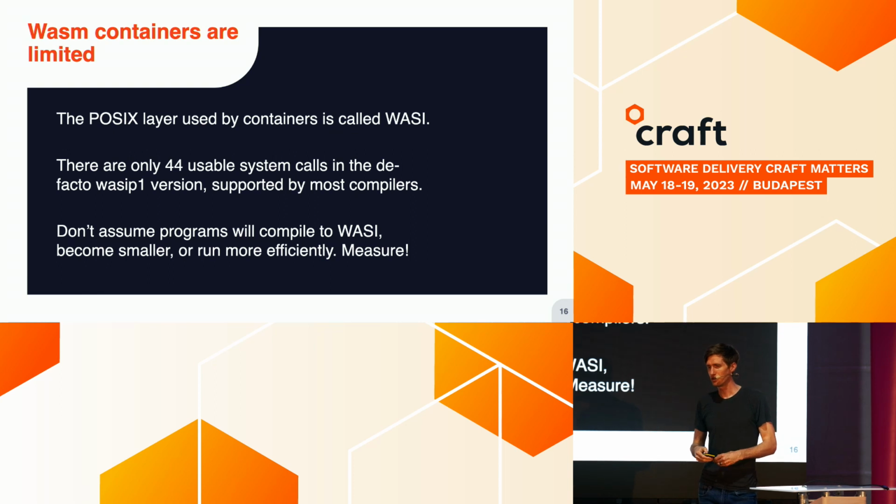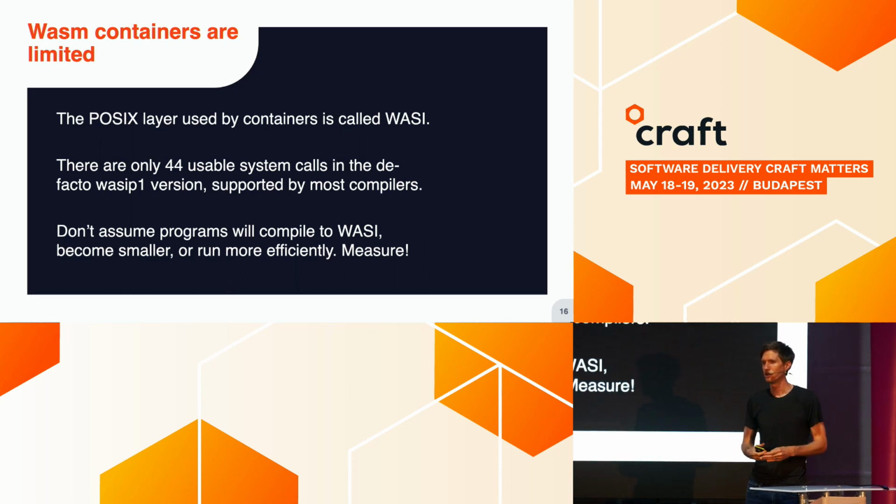But yeah, they are limited. You'll hear this come up a lot because the POSIX layer has only about 44 usable system calls. So it can't do things like outbound sockets. You can't launch processes. You can't do signal handling. You normally use hundreds of things. So not all things will compile to WebAssembly with WASI.